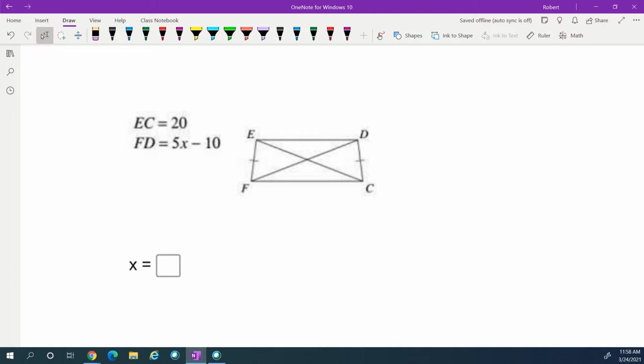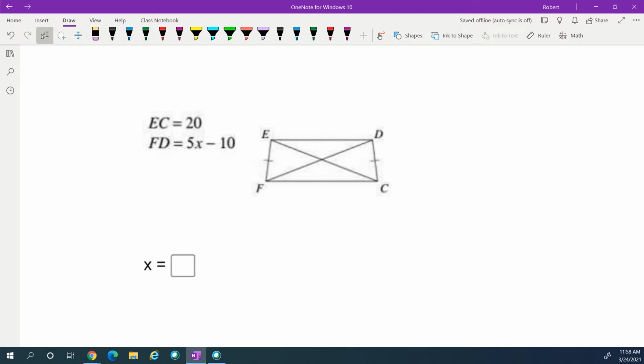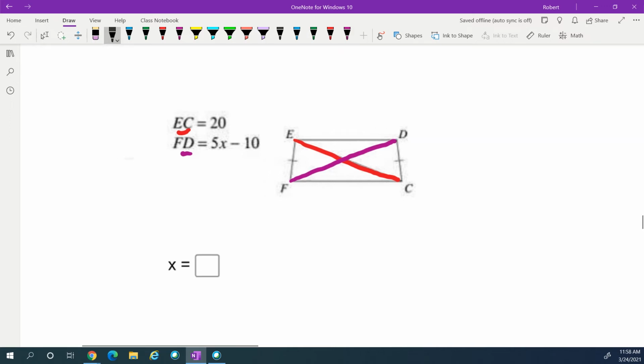Let's see, we have an isosceles trapezoid. Again, those legs are marked congruent. Let's find the parts, EC, so that's a diagonal, and FD, that's the other diagonal. In an isosceles trapezoid, the diagonals are congruent.